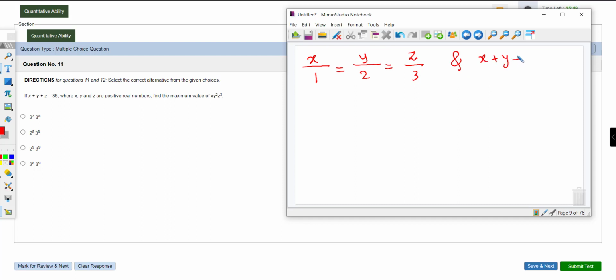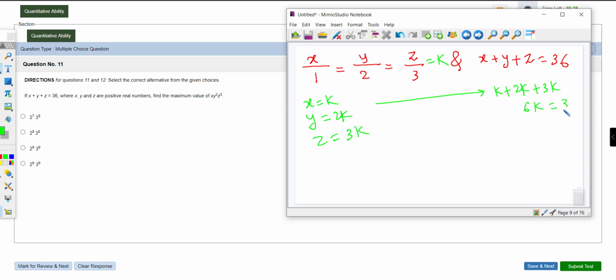x plus y plus z is equal to 36. This is a standard method to do here. So let's take this equal to k. The value of x becomes k, y becomes 2k, and z becomes 3k. So k plus 2k plus 3k, that is 6k, is equal to 36. So k is equal to 6. Now we have x equal to 6, y equal to 12, z equal to 18. We'll keep the values and we will get the answer.